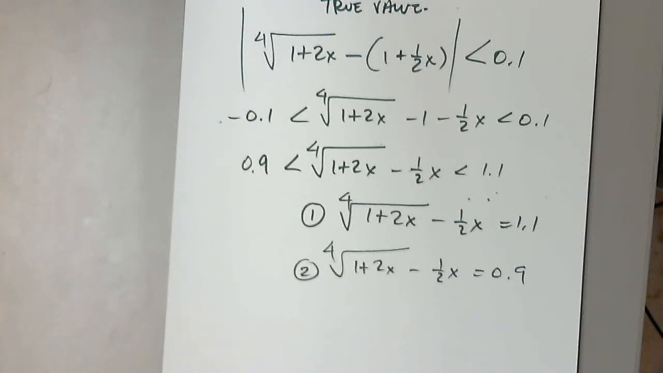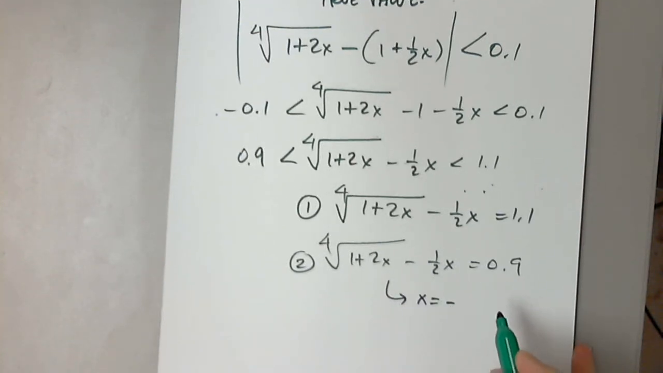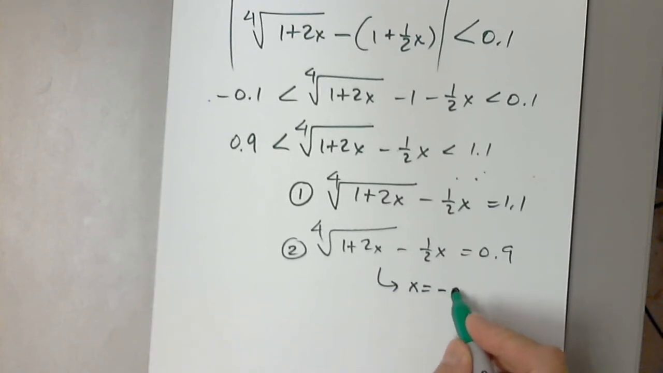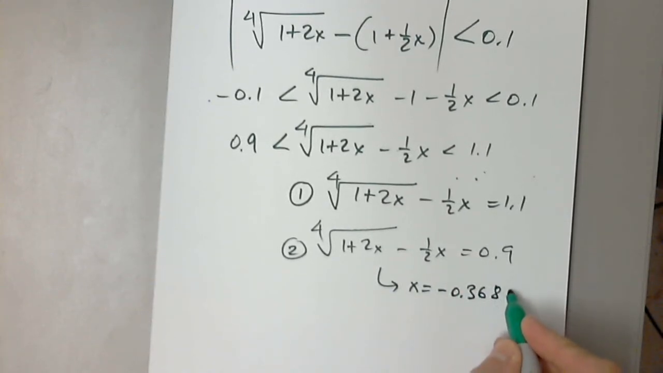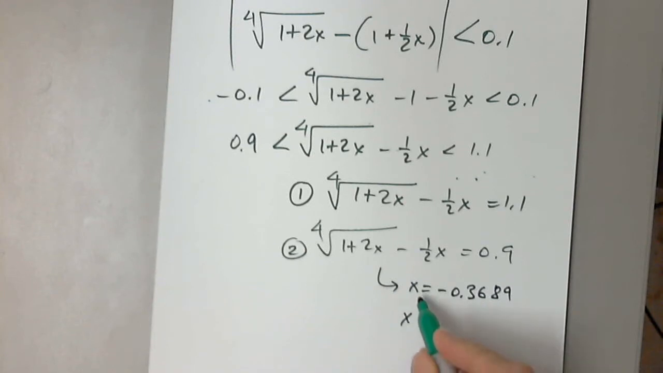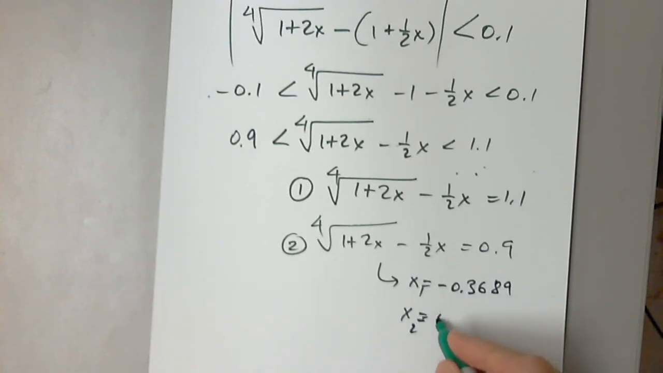I just scroll over and press enter. So did you find the other one? Yeah, I got negative point. Okay, we trust you. So there are two solutions here: x equals negative 0.3689, and the other one, so that's x1 on the left and x2 on the right, 0.677669. Yeah. Okay. Very good.